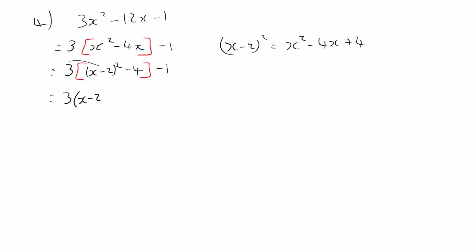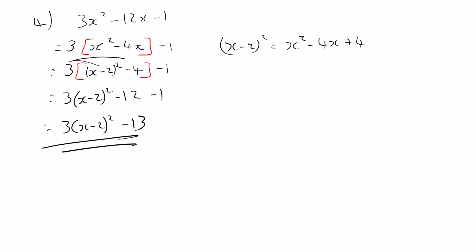Now when we get rid of the red brackets, we need to expand it out. We've got 3 lots of everything in there. So 3 lots of x minus 2 squared and 3 lots of minus 4, which is minus 12. Then we combine the minus 12 and minus 1, give us minus 13.